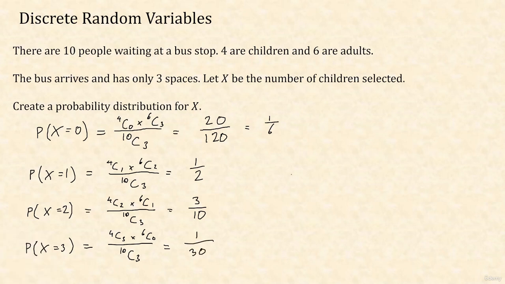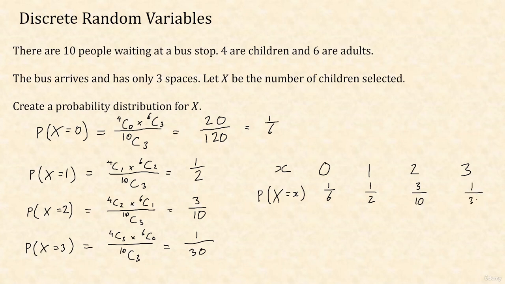So now we can create our table. The number of children was either 0, 1, 2, or 3. And the probability of this happening, we've now worked out. The probability of 0 was 1/6. The probability of 1 was half. The probability of 2 was 3/10. And the probability of 3 was 1/30.